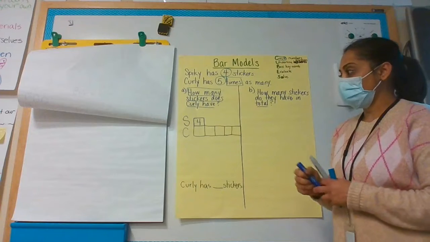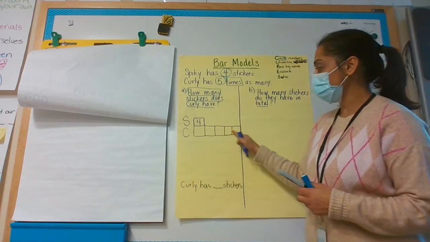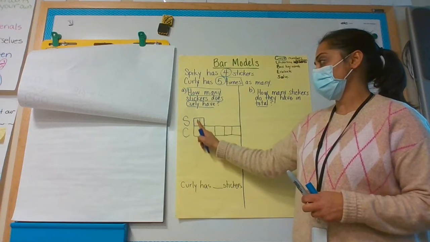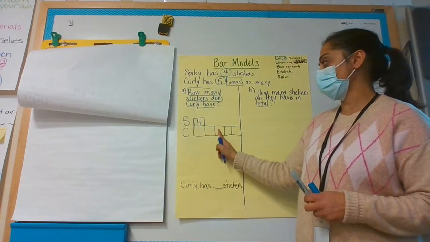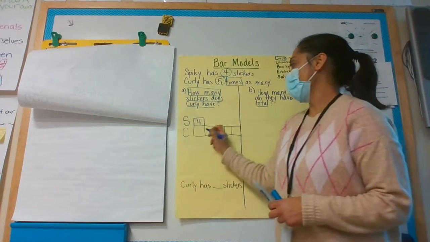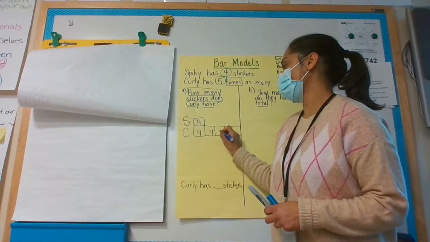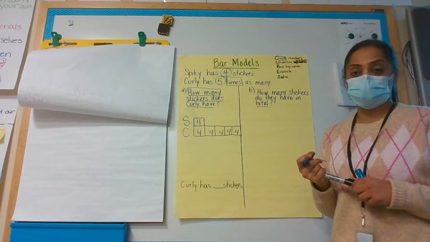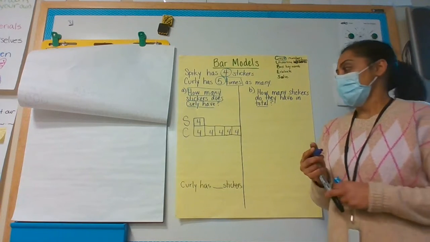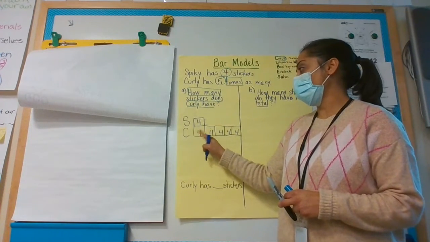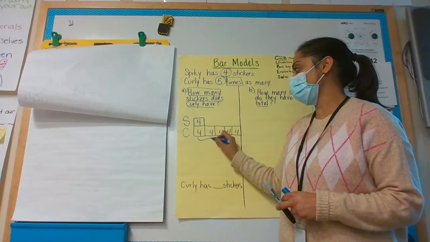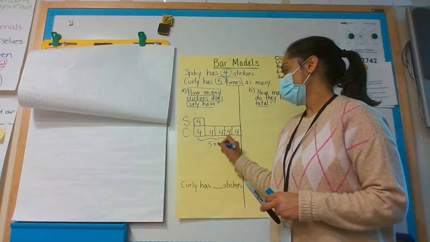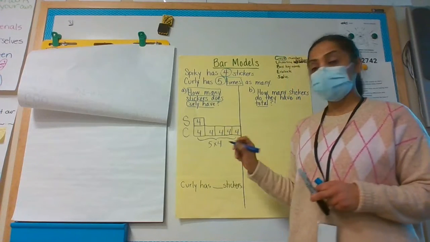And then I'm going to go ahead and label these. I'm going to count and make sure this is 5 times as many as what Spiky has. 1, 2, 3, 4, 5. Yes. And I know that this is going to be 4, this is going to be 4, and so on. And this is where multiplication comes in handy. Knowing that we have 4 repeating 5 times, this we can say is what? 5 times 4, which is 20.